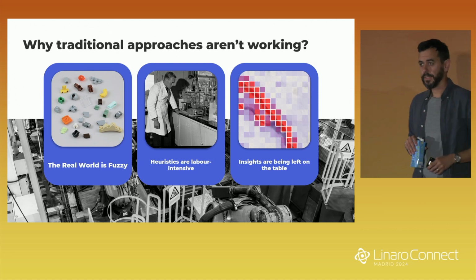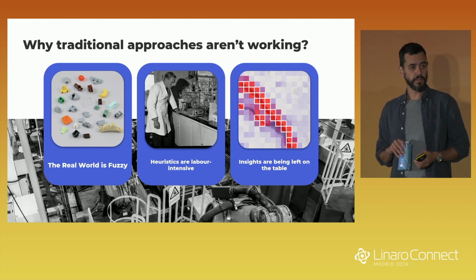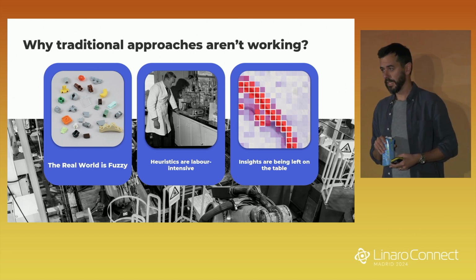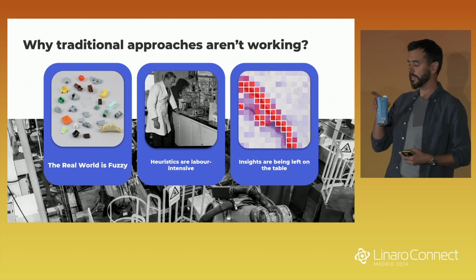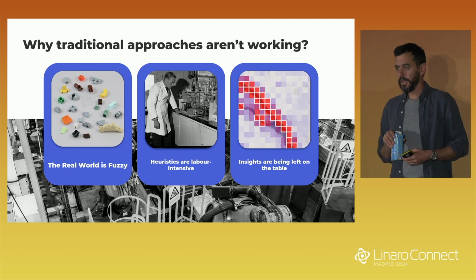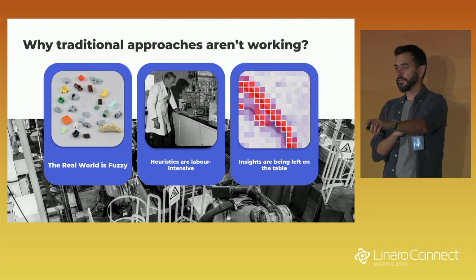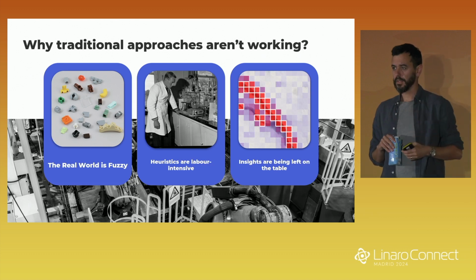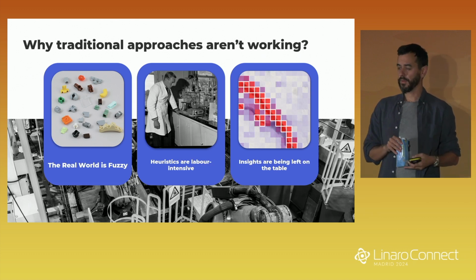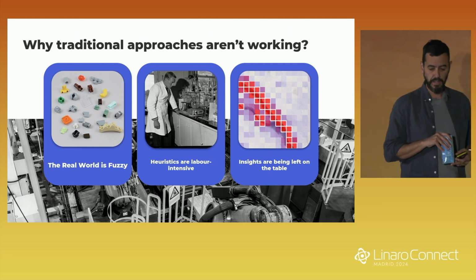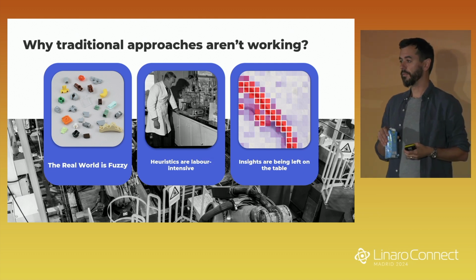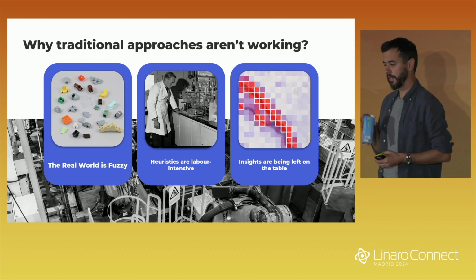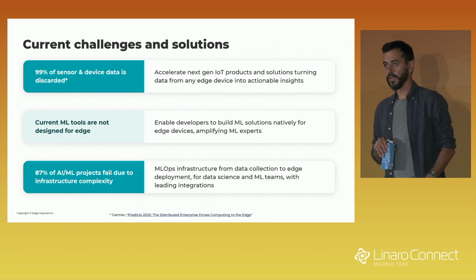The traditional approaches up until now haven't worked, because the real world is very fuzzy. Heuristics are labor intensive, and insights are being left on the table. And this is the one I want to focus on. The picture you see is of an anomaly in a cinder block, and these insights cannot be programmed easily with traditional heuristics. Right now, we're leaving them on the table by discarding this data or by not knowing that this data is there. And I'll get back to this in a second.